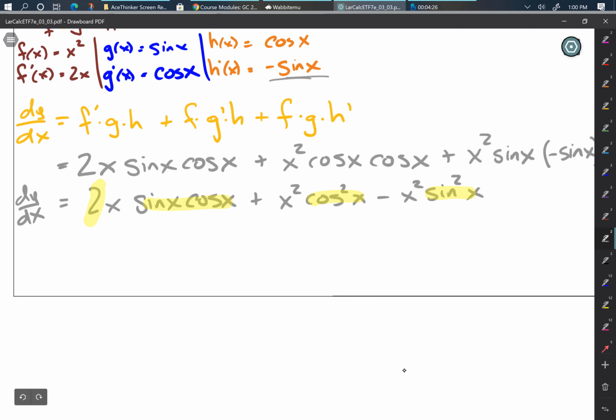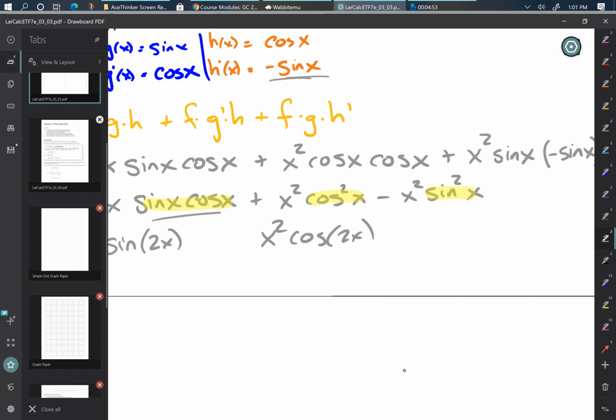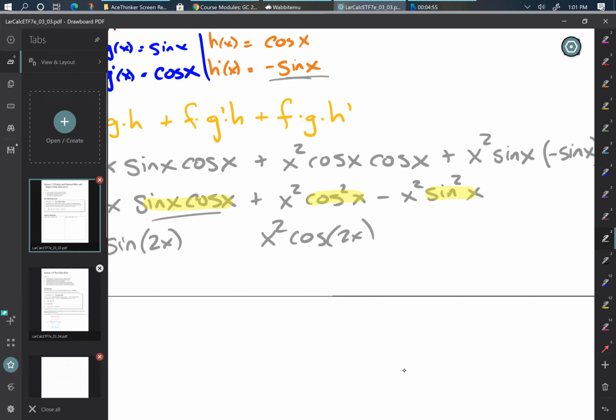You probably could do something here with a double angle formula on sine and turn this into like x sine 2x, because I believe that sine 2x is 2 sine x cosine x. And I think that cosine squared minus sine squared is some sort of double angle on cosine. So that could become like x squared cosine 2x, I think. I'd have to look up my trig sheet to know. Do I have the trig sheet still open? No, I got rid of it.